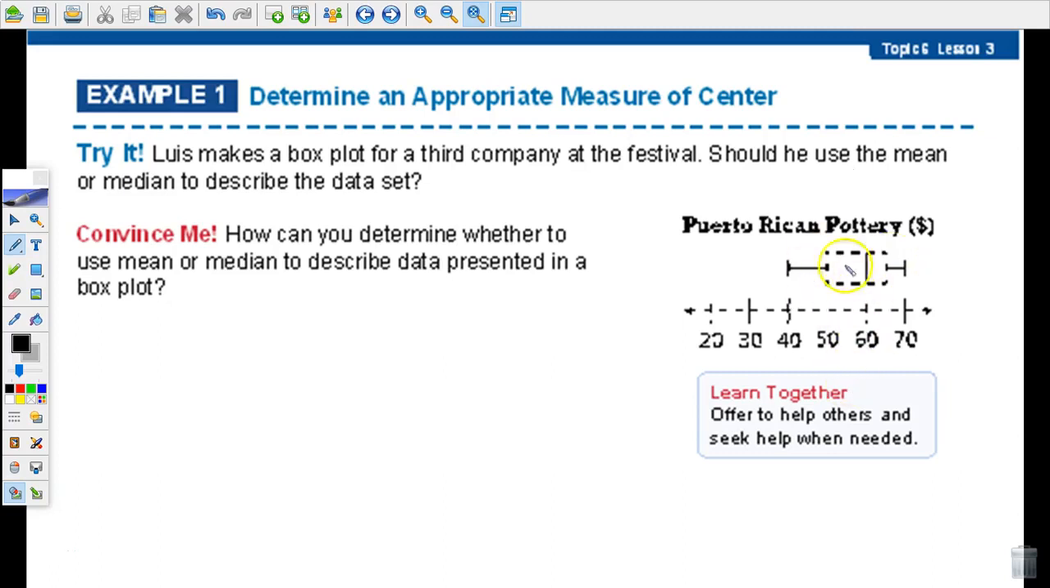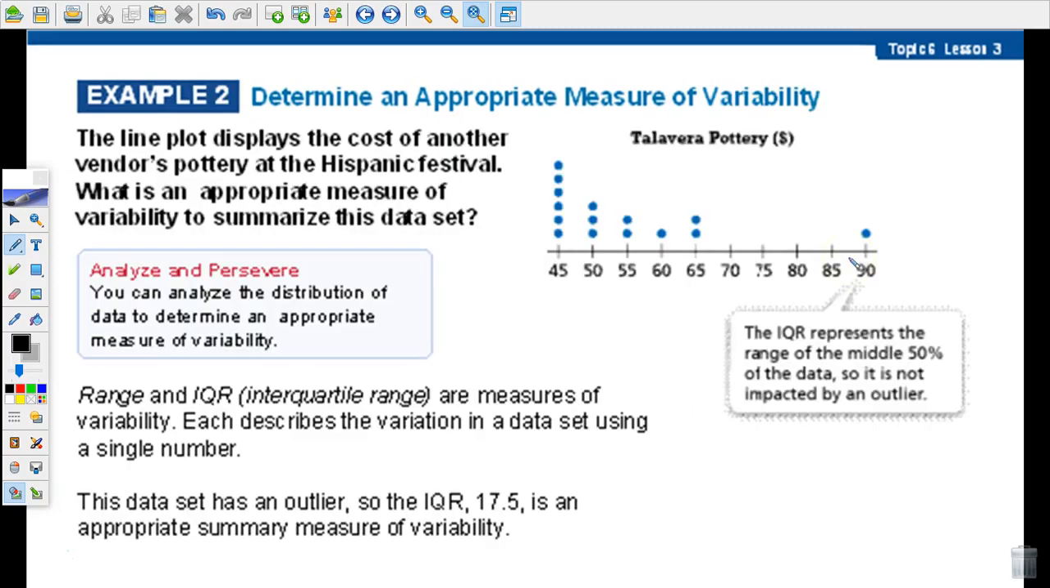Remember what I said, that this is a box plot. Okay? Example 2, determine an appropriate measure of variability. The line plot displays the cost of another vendor's pottery at the Hispanic festival. What is an appropriate measure of variability to summarize this data set?